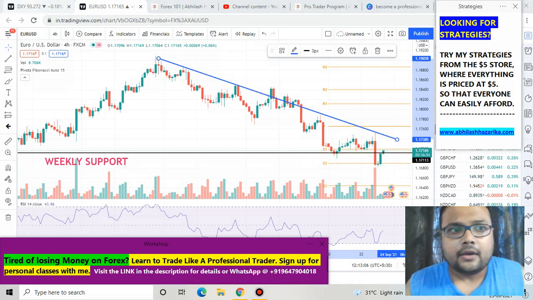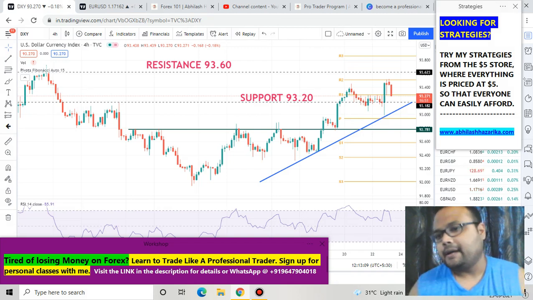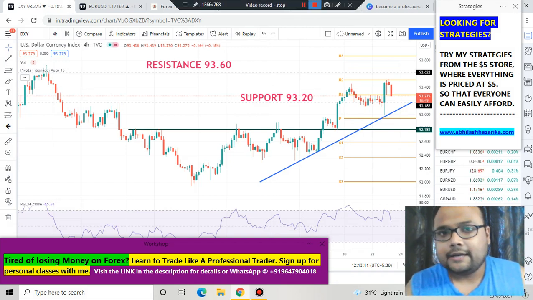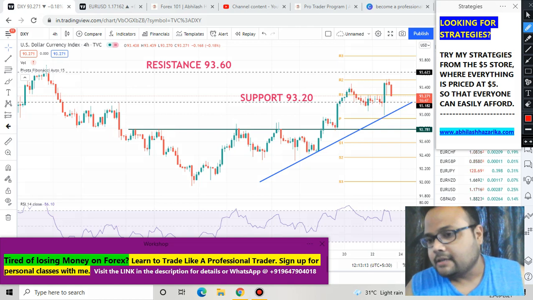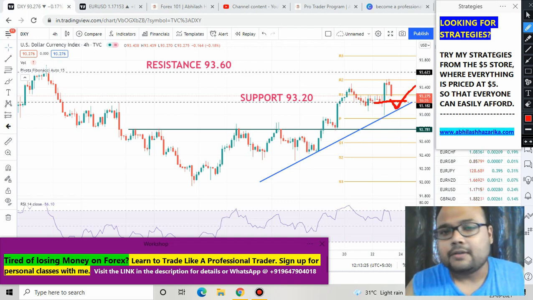And as we all know, the US dollar index DXY has a huge impact. We can see that DXY right now is coming down, but it has support at this 93.20 level and also the trend line. So there is a good possibility of the dollar going up from here. In case it reverses or bounces from the support level, then definitely EUR/USD will be going down.